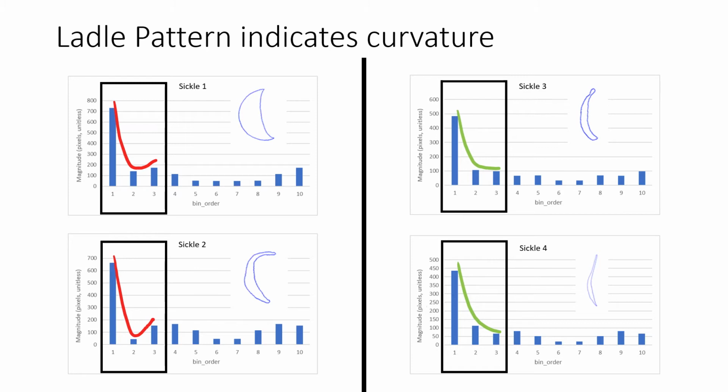In sickle cells 3 and 4 on the right, this ladle pattern disappears, and the first 3 bins form a hockey stick shape, outlined in green. Visually, the curvature of sickle cells 3 and 4 is less. So, the pattern formed by the first 3 bins is correlated to the sickle cell curvature.